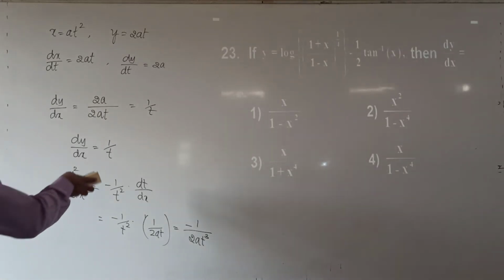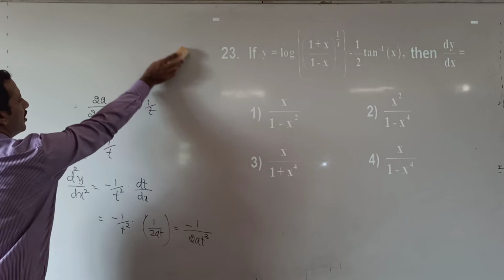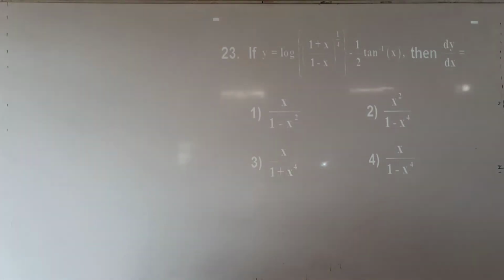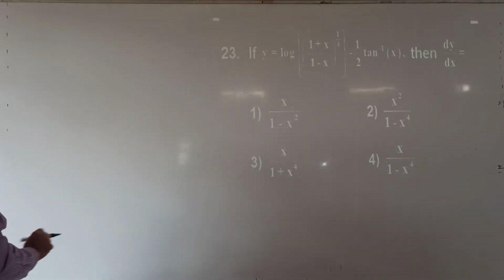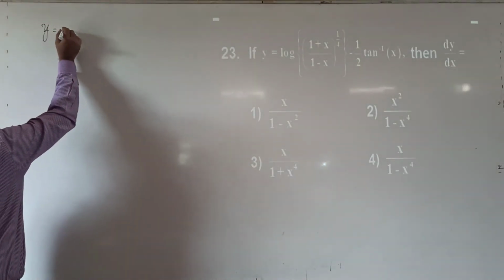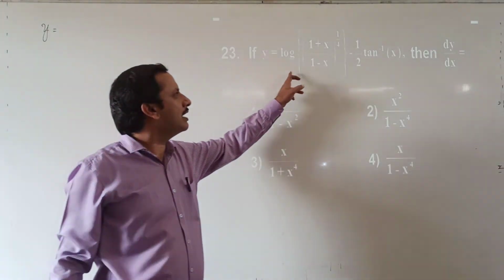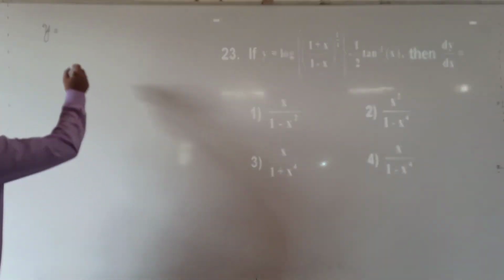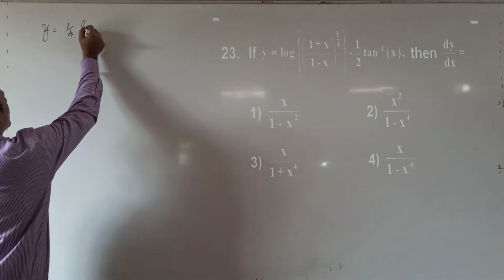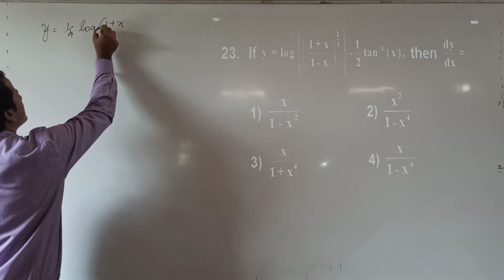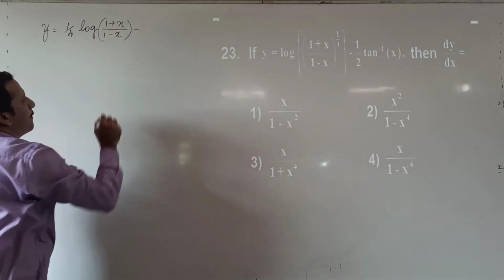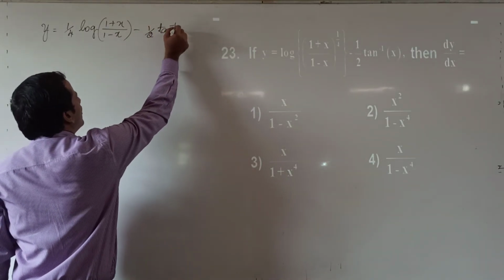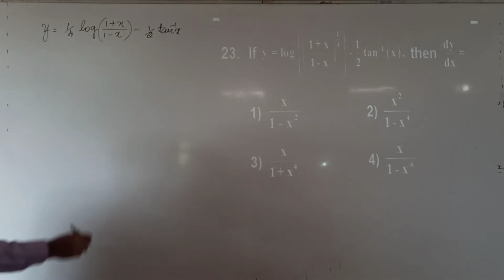Next, 23rd question. If y is equal to log of 1 plus x by 1 minus x whole power 1 by 4 minus 1 by 2 tan inverse x, then dy by dx is equal to. y is equal to, observe here, log m power n. Log m power n can be written as n log m. So I can write it as 1 by 4 log 1 plus x by 1 minus x minus 1 by 2 tan inverse x. Before I differentiate it, let us further simplify it.